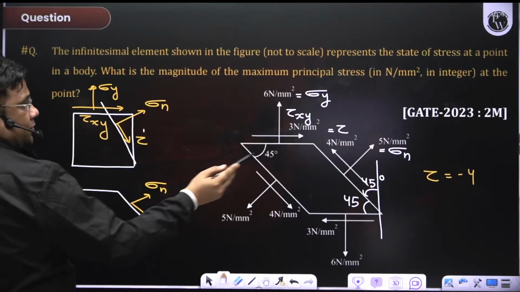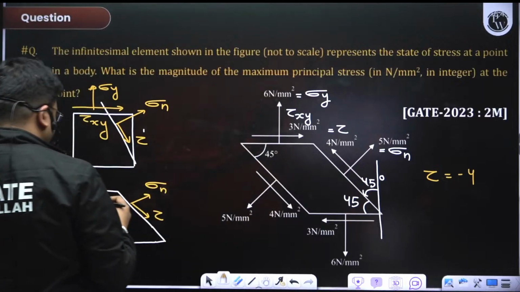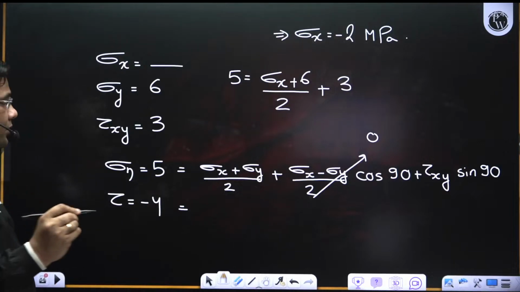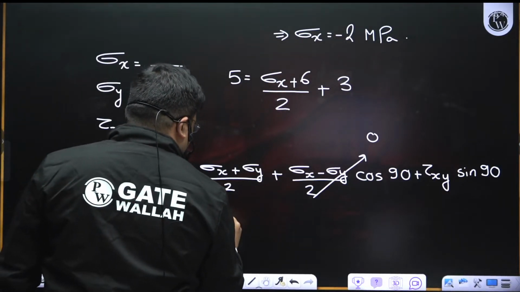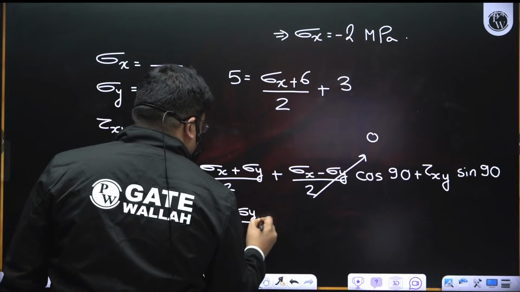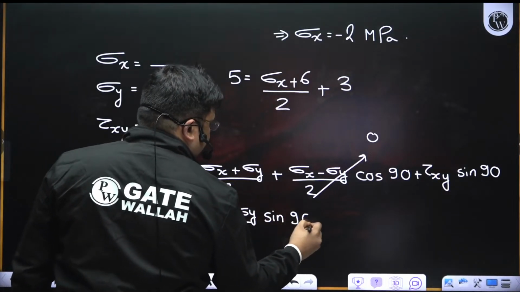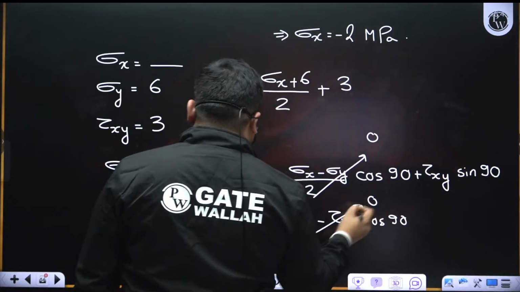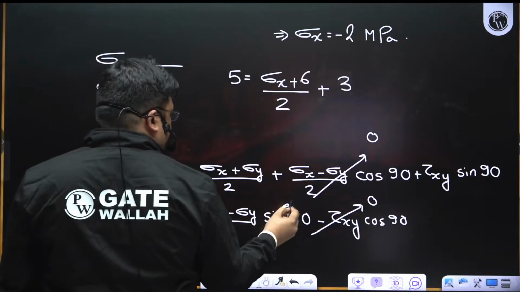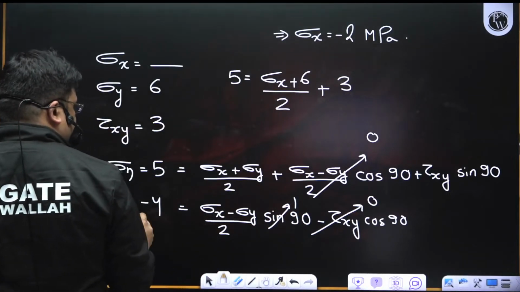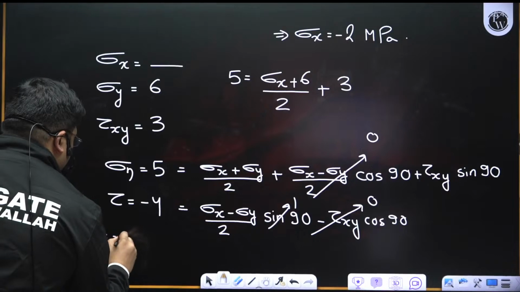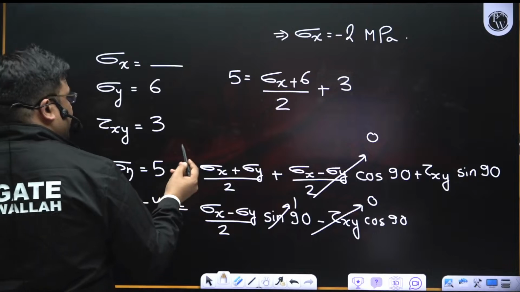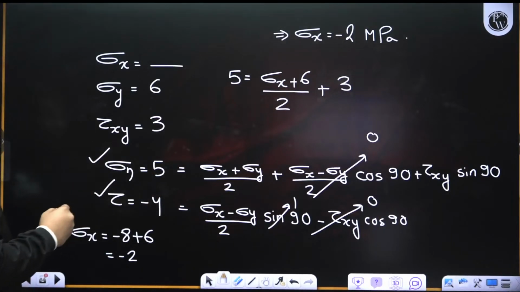Now tau is how much? Minus 4, because it is given upwards. So tau is equal to minus 4, and that is equal to sigma x minus sigma y by 2 sin 90 minus tau xy cos 90. Again this term becomes 0, and sin 90 is 1. So this becomes minus 8. So sigma x becomes minus 8 plus sigma y, which is 6, so again I will get minus 2. So either you can use this equation or this equation. Now sigma x you got.